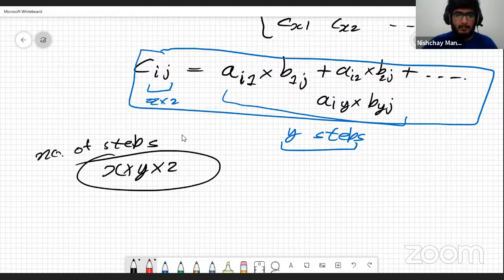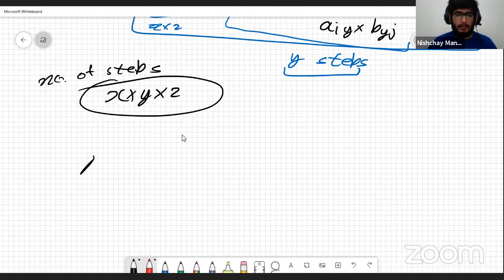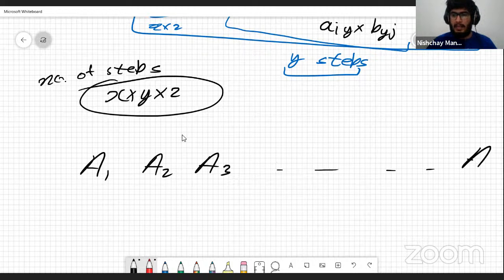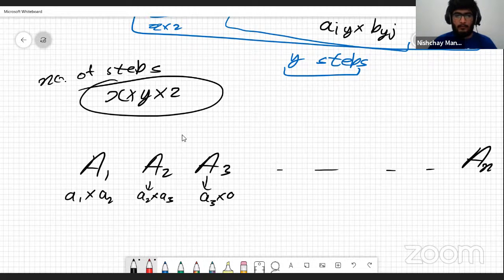The problem is, let's say we have n matrices. So the matrices are A1, A2, A3, up until some An. Here the matrix is of size a1 into a2. Here the matrix is of size a2 into a3. Here the matrix is of size a3 into a4. Basically, the number of columns in the previous matrix is equal to the number of rows in the next matrix. Similarly, we have an into an plus 1 here. So these are the n matrices.